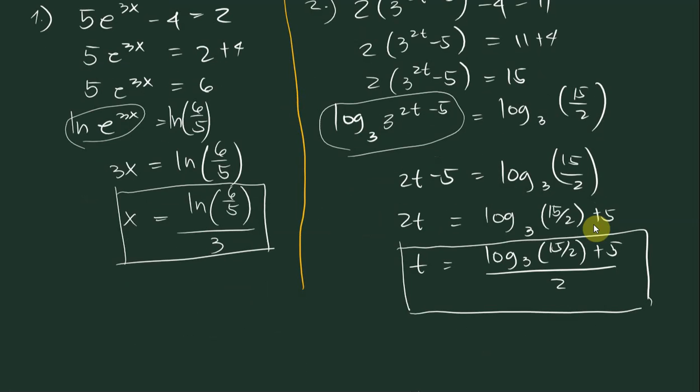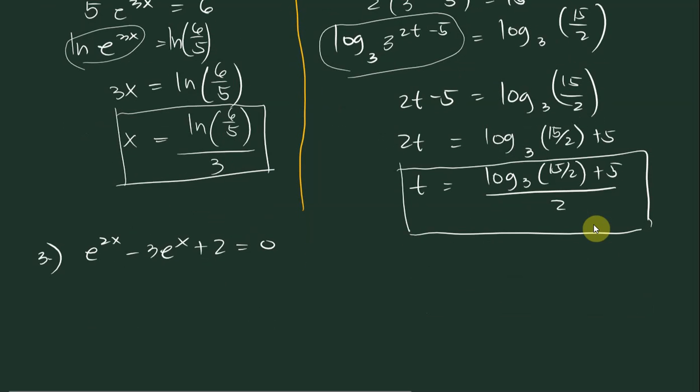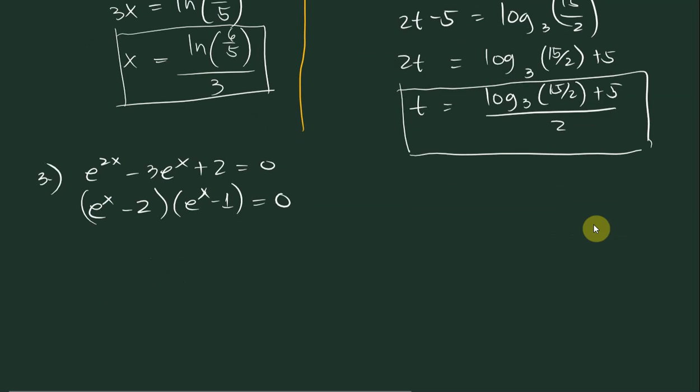Okay, so let's try to solve the third one. You have e raised to 2x minus 3e raised to x plus 2 is equal to 0. And now this might seem confusing if you can't see that this is factorable. So this is in fact factorable. So we can factor it as e raised to x minus 2, and then e raised to x minus 1, right? So if we do that, we can now apply the zero product property. e raised to x minus 2 is equal to 0, or e raised to x minus 1 is equal to 0.